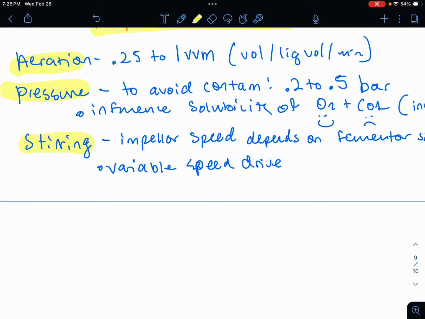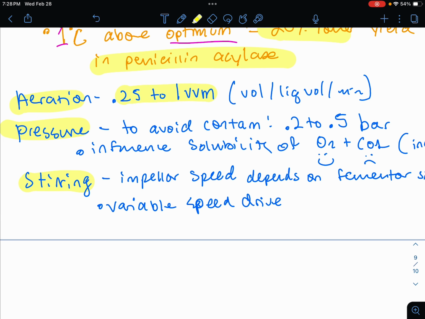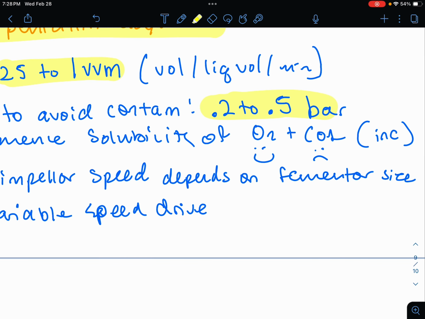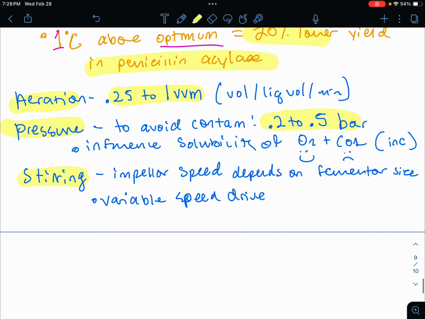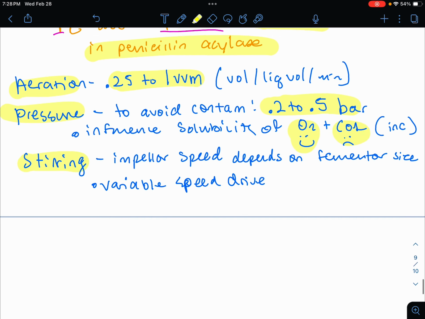Right, so more production fermentation parameters. Aeration is usually 0.25 to 1 vvm, or volume of air per liquid volume per minute, and you adjust. Pressure: to avoid contamination, overpressure is used to control any contamination. You're going to be using 0.2 to 0.5. Pressure also influences the solubility of CO2 and O2, so you need to worry about that as well. Again, O2 is good, and CO2 we don't want to build up.